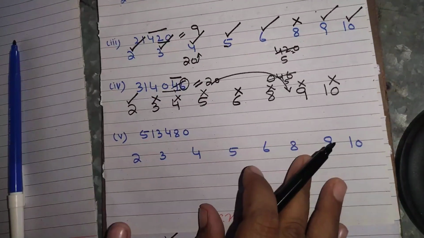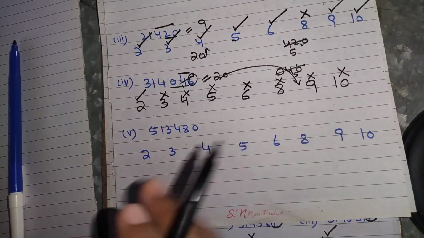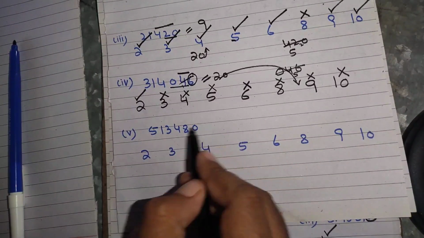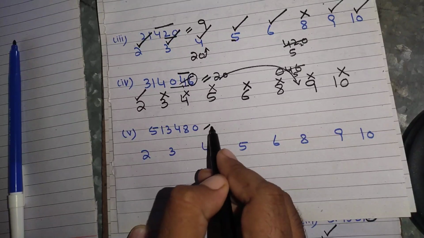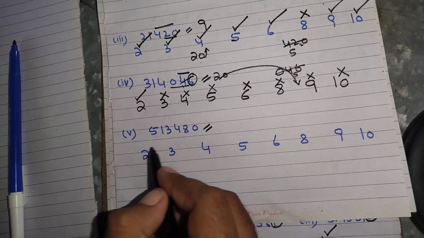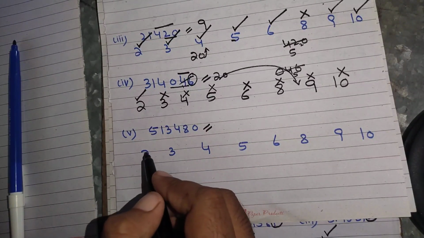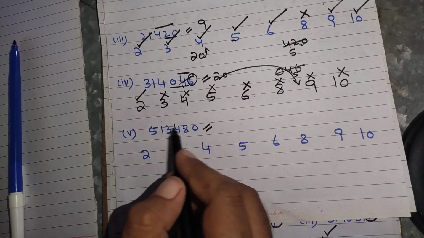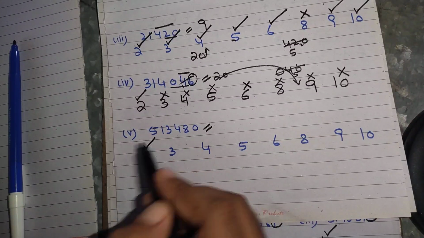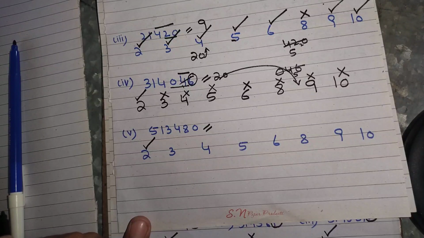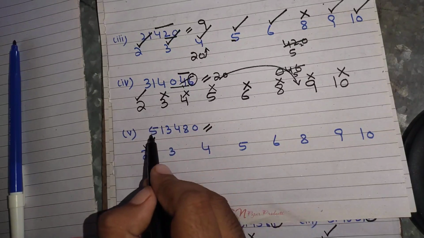Now come to the last number, 5134 and 0. We start from 2. It has 0 present according to the rule. The 0 is present, so 2 is satisfied. The 2 is a divisor of that number.